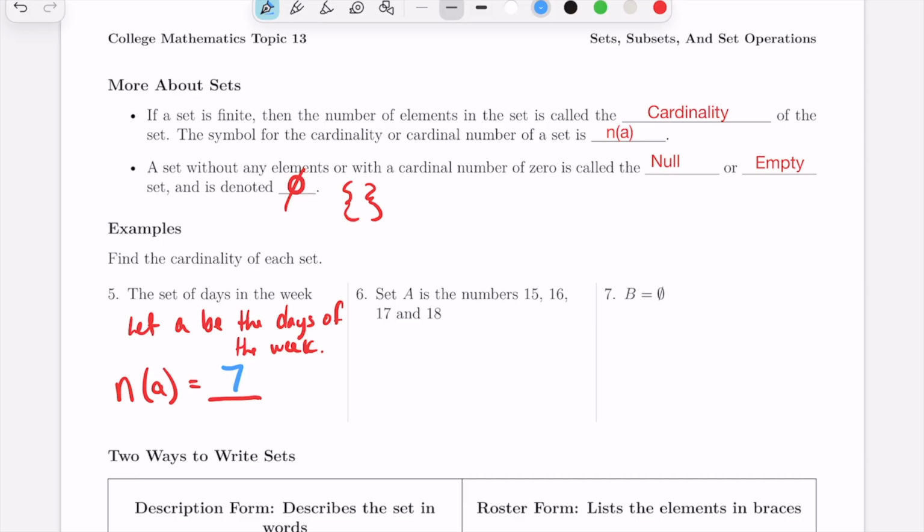That's it. Set A is the numbers 15, 16, 17, and 18. So I might say n of A is what? Well, I would identify this and say it's 15, 16, 17, and 18. So its cardinality is 4. The size of this set is 4.